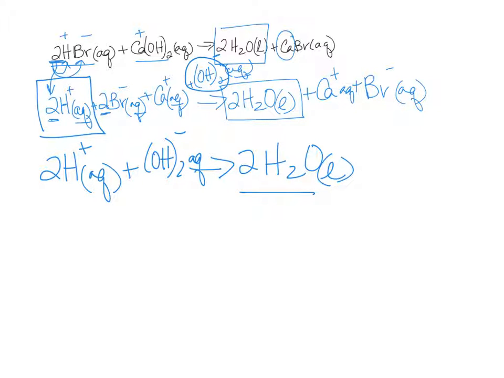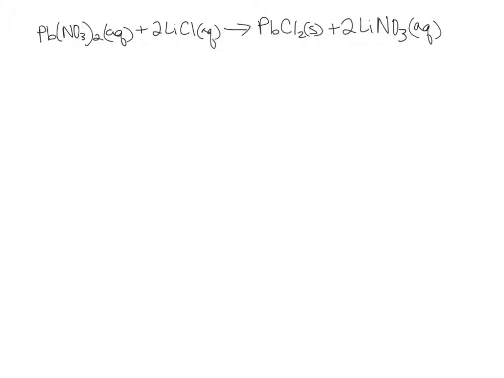Let's go through this again with a new example. So in this example, I have lead nitrate, which is aqueous and soluble, combining with lithium chloride, which is also aqueous and soluble, and they recombine to create lead chloride, which is the solid and the precipitate, and also lithium nitrate, which is aqueous and it's soluble. So this is the complete molecular equation, and you can see that it has also already been balanced, so we don't have to balance it.